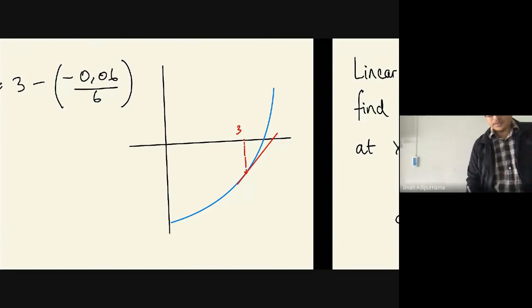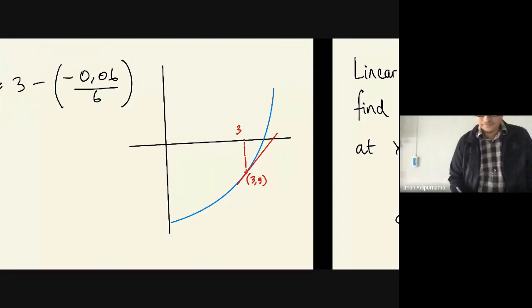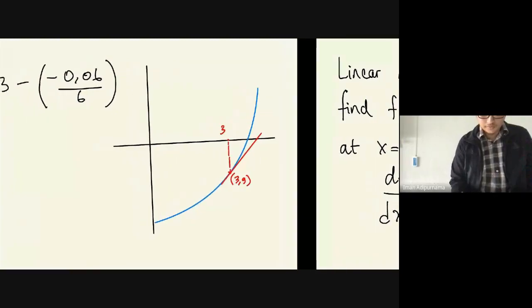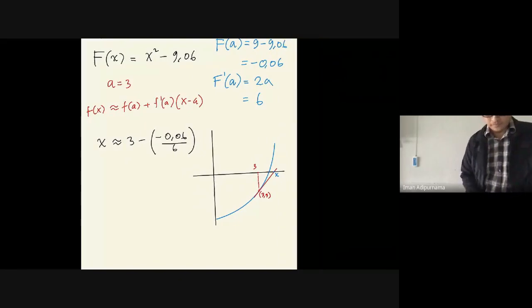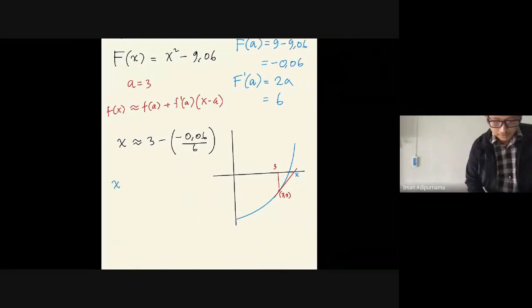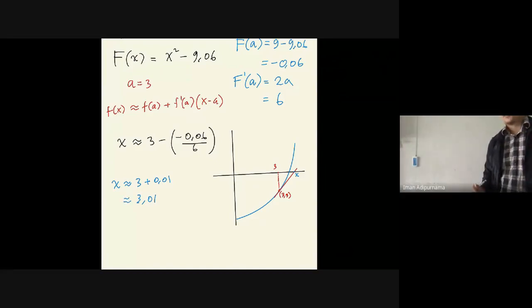Okay, so this is 3, 3 and 9, right? And this is another, let's say, x. Okay. So from these calculations, I get 3 plus 0.01. It's 3.01. Okay. Do you get the idea? Okay.